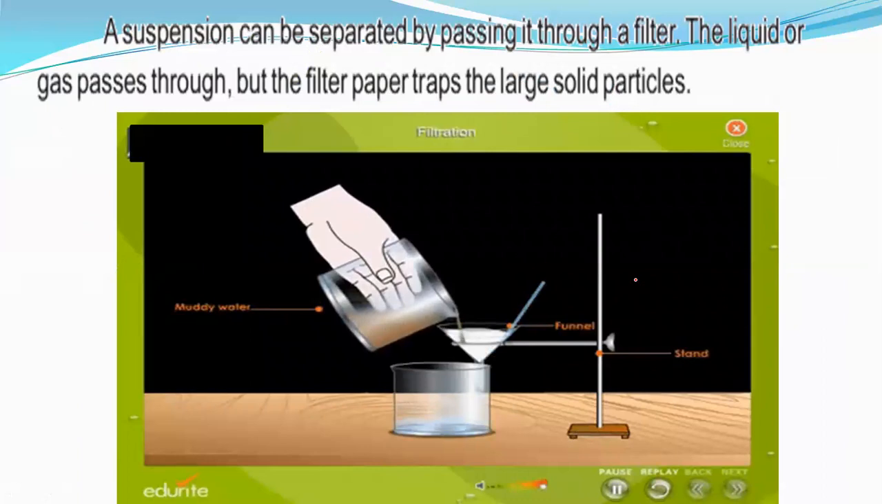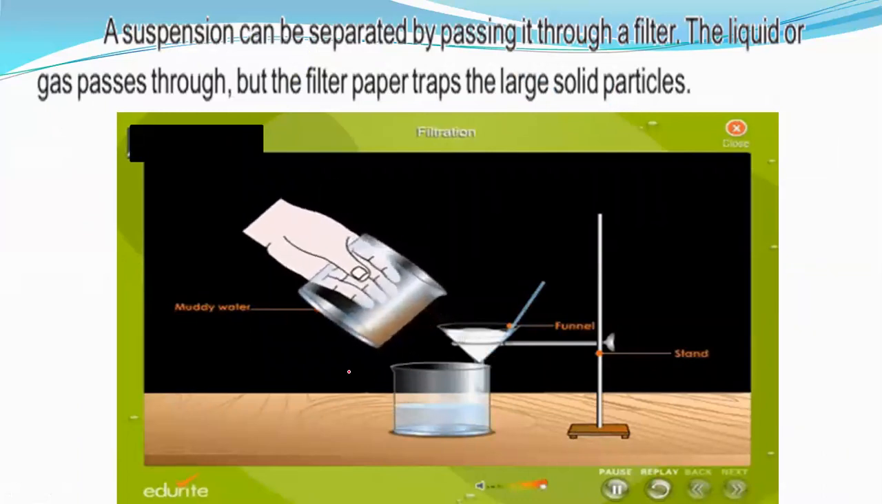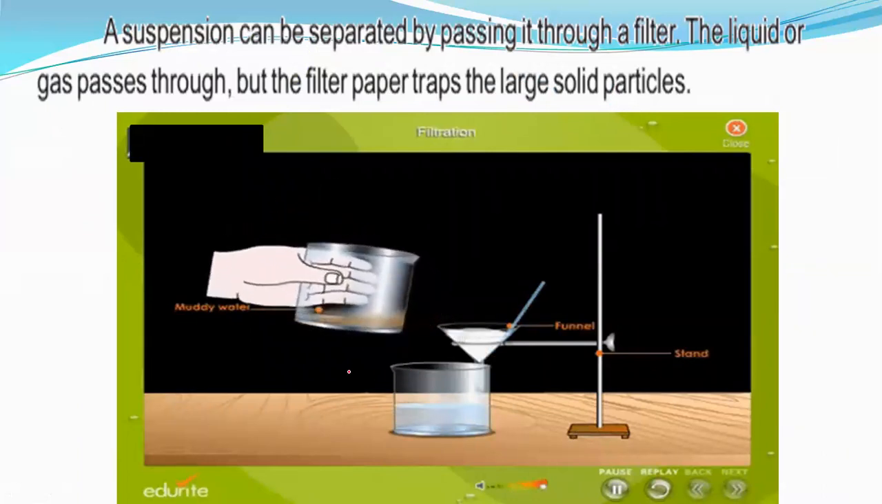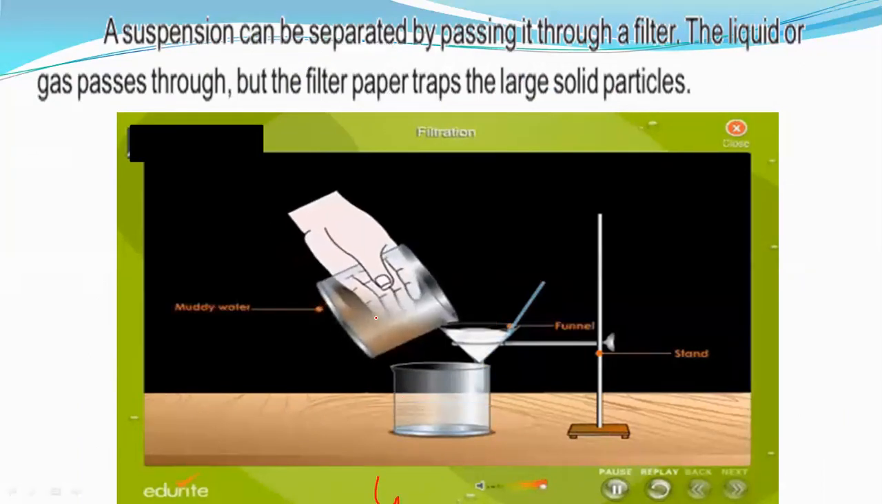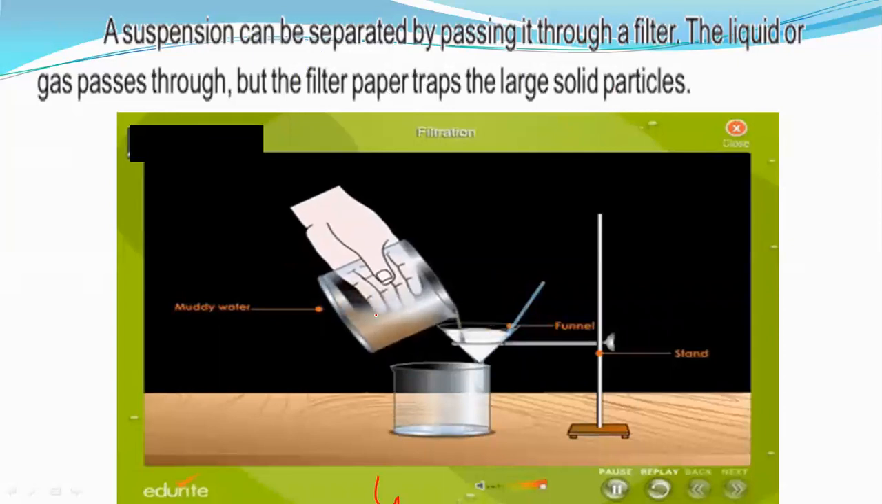So the particles are bigger in the solution, or we can say suspension, so we can separate them easily by a simple filtration process. This is a very good example of tea, which we use at home.